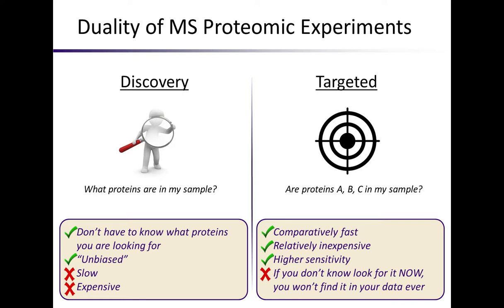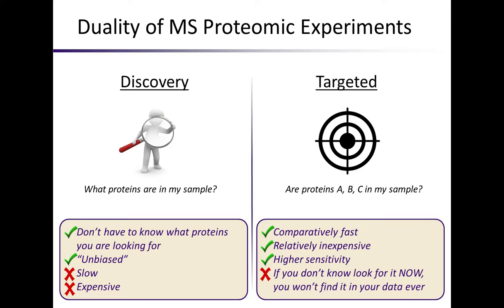Now I want to switch gears a little bit and talk about the two different types of proteomic experiments that you can do, right? We can do discovery experiments, which is asking the questions, what proteins are in my sample? And this tends to be a very, very commonly asked question. What's here? Why is this different? Why is disease A different than healthy? But we can also do a targeted experiment. And there are certain instances when we want to do a targeted experiment. And that's when we want to ask the questions, are proteins A, B, and C in my sample?